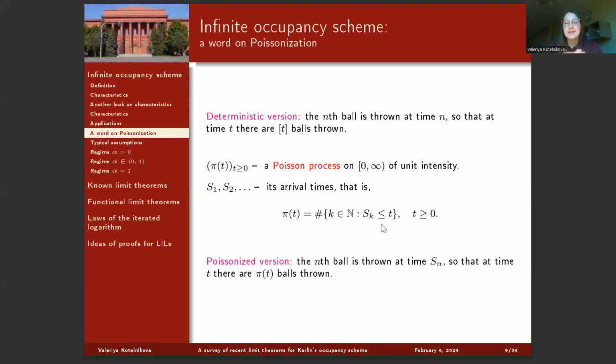So, in the Poissonized version, we change the time when we throw the ball. Now it is not n, as it was in the deterministic version, but it is S_n. And therefore, at time t, we have pi(t) balls thrown, thanks to pi being the counting process of the sequence S_k.